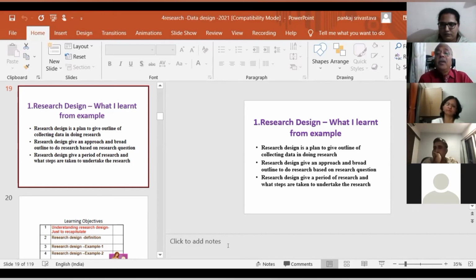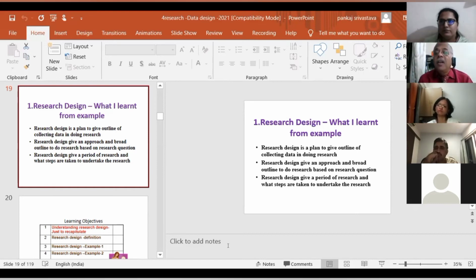Otherwise, many people write, but they don't know how to go about it, right? The research design gives a period of research and what steps are taken to undertake the research. Whether you'll hire some person or take an interview, whether you'll do the Google form, whether you'll do the face-to-face interview, both you have to write down here. Both will take time because in Corona time you cannot go out and meet and then get infected, right? Still it will continue. So you have to write both.